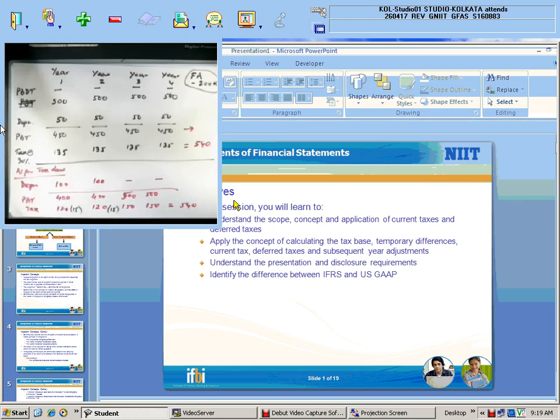So we will talk about the concept of calculating the tax base, temporary differences, current tax, deferred tax and subsequent year adjustments, the presentation and disclosure requirements regarding current tax and deferred tax, and the difference between IFRS and US GAAP.